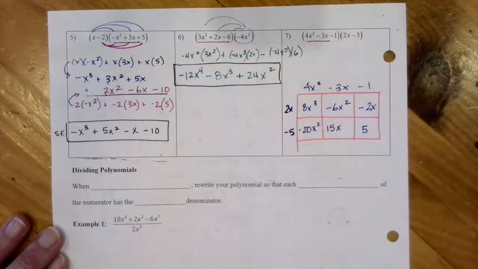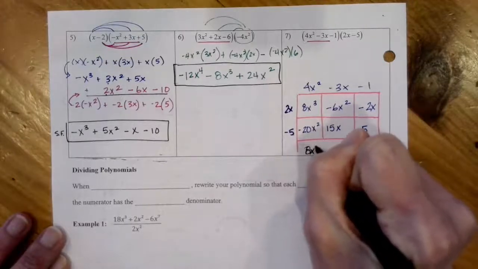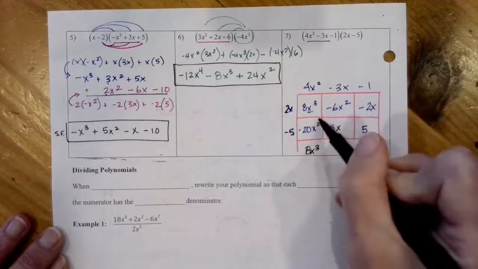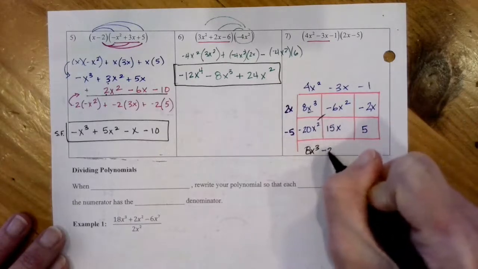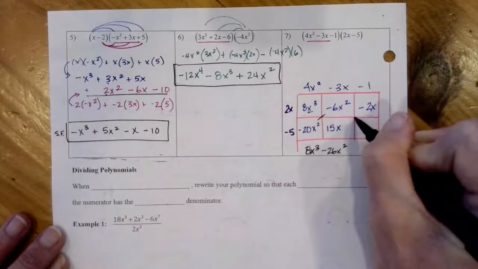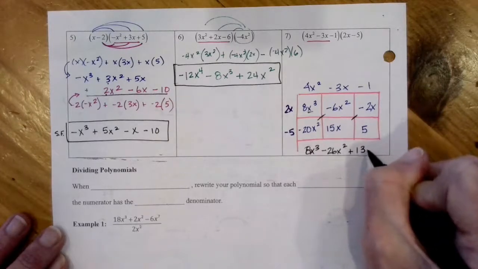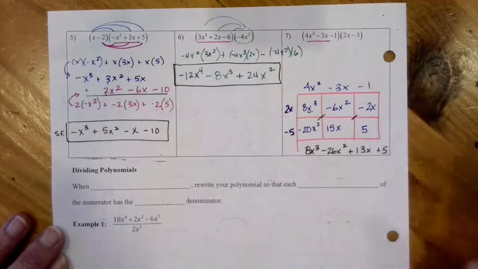Now comes the fun part, combining all the like terms. 8x cubed is the only x cubed. But these are both x squared terms, minus 26x squared. Here we have plus 13 x's, and then my plus 5 is at the end.